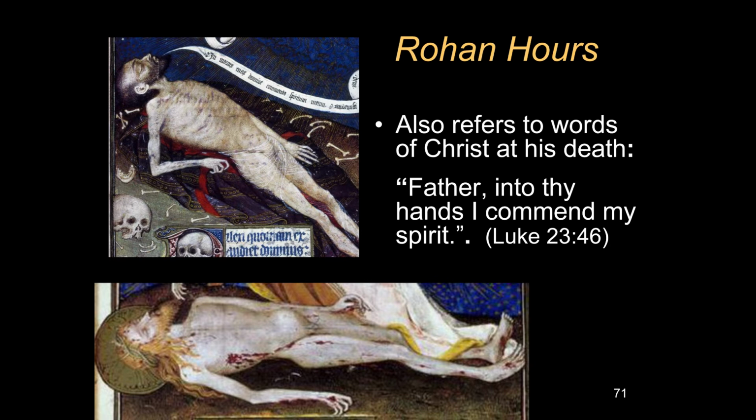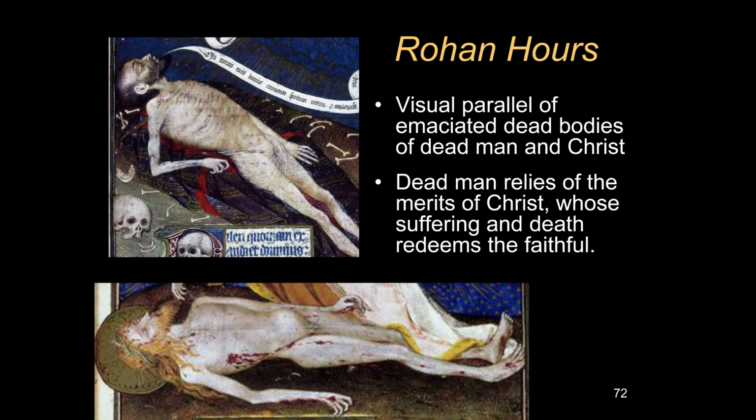And you might also notice that there is a kind of visual parallel between the dead man lying, emaciated, starting to decay, and Christ, who doesn't have a rich robe to lie on, but lying there on the cold ground, bloody, thin, emaciated. In both cases, the hands almost look like claws, showing the marks of his suffering. So, the dead man is relying on the merits of Christ, whose suffering and death, they believed, would redeem the faithful.